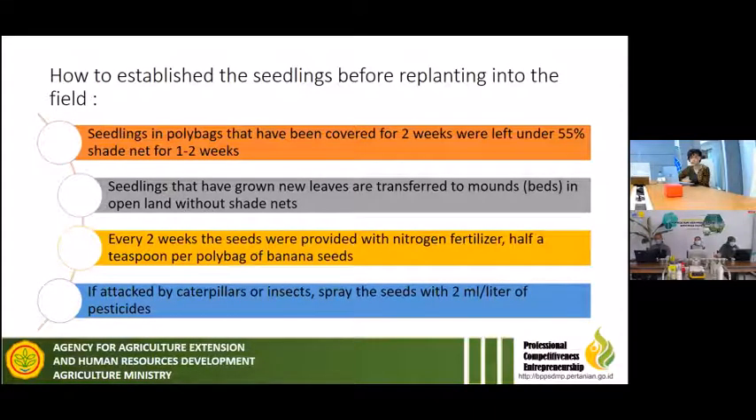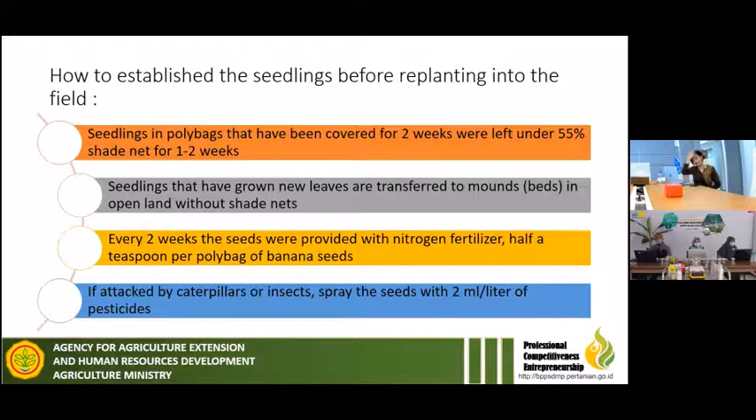So this is how to establish the seedling before replanting to the field. The seedlings in the polybags that have been covered for 2 weeks are left under 55% shade net for 1 to 2 weeks. And the seedlings that have grown new leaves are transferred into mounds or beds in the open land without shade nets, but still inside the polybags.